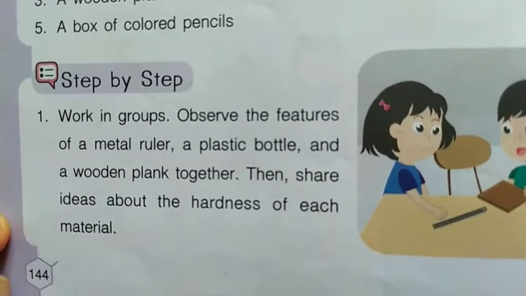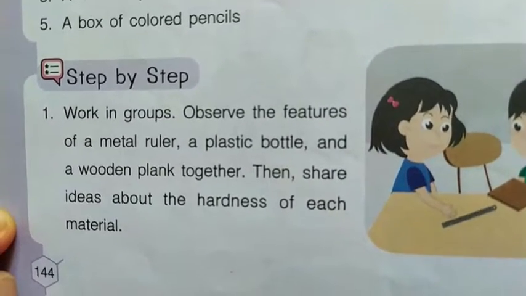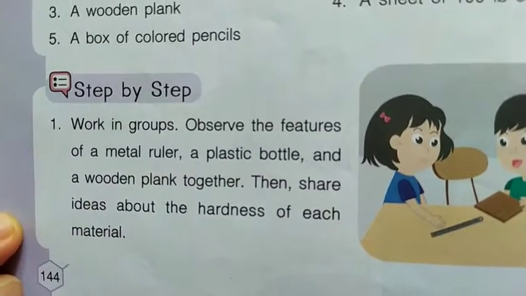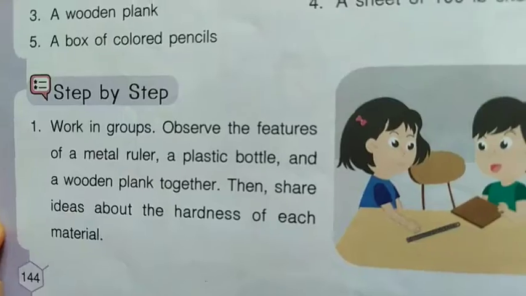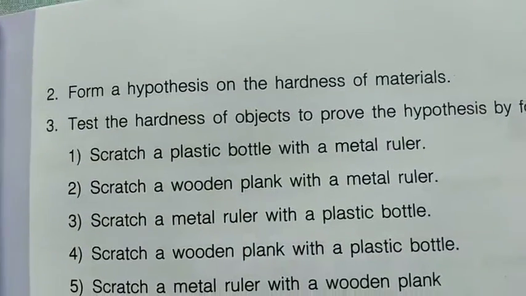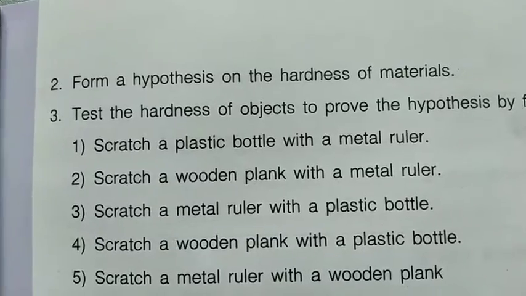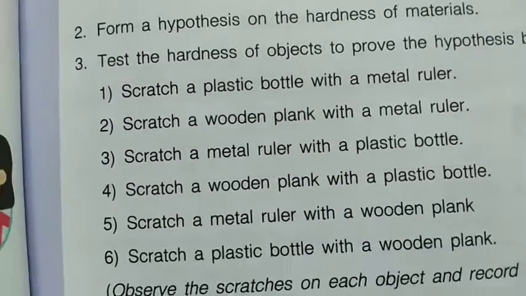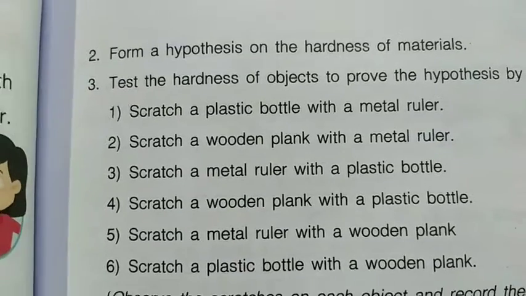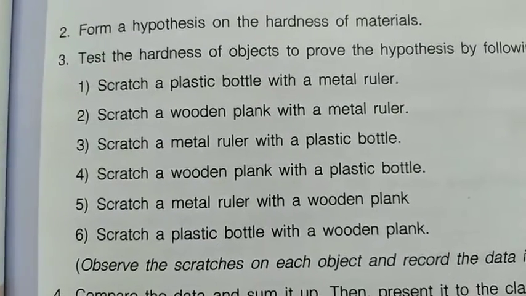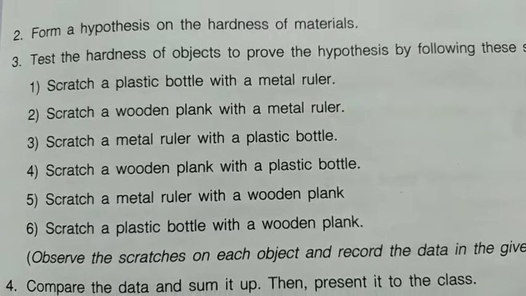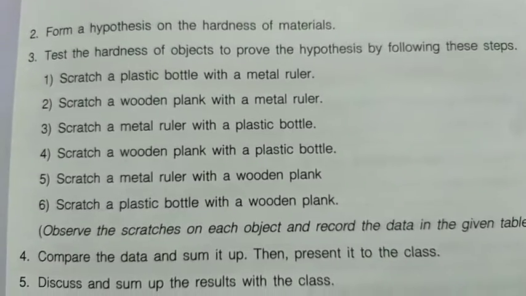Observe the features of a metal ruler, a plastic bottle, and a wooden plank together. Then share your ideas about the hardness of each material. All right? So in 2, form a hypothesis on the hardness of materials. You know hypothesis? It's a statement that you think is a guess, right? So number 3, test the hardness of objects to prove the hypothesis by following these steps.